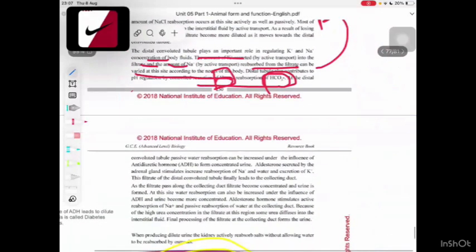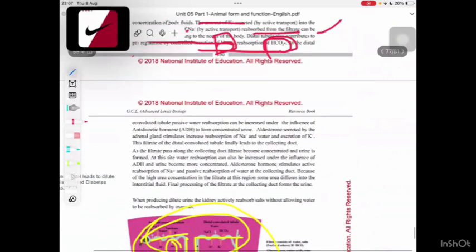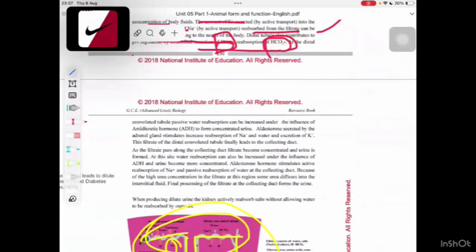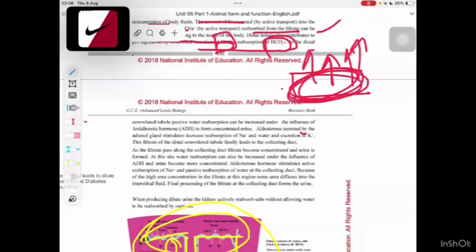At the distal convoluted tubule, passive water reabsorption can be increased under the influence of the antidiuretic hormone, ADH, to form concentrated urine. When this hormone is present, the passive water reabsorption in the distal convoluted tubule can be increased. That means more water is reabsorbed, so the filtrate in the tubule gets more concentrated because there is less water, and most of our water is saved. When we drink water, if the water is going to get excreted, there is no point, right? We need water to maintain a cool body temperature.